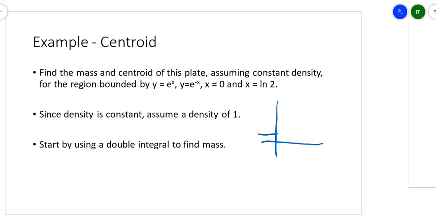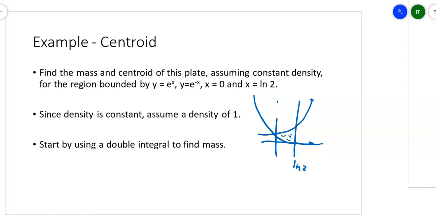E to the x comes up like this. E to the negative x comes down like that. It goes through 0, 1. So one comes up like this. The other comes down like that, right, asymptotic to the x-axis. And this will be the natural log of 2. So it's this region in here that we're talking about.